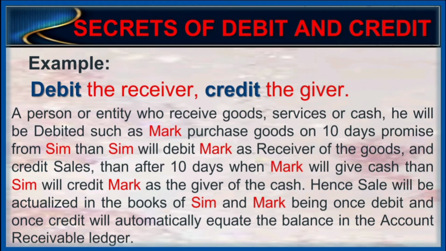Example 3, debit the receiver, credit the giver. A person or entity who receives goods, services or cash will be debited, such as Mark purchased goods on 10 days promise from Sim. Then Sim will debit Mark as receiver of the goods and credit sales. Then after 10 days when Mark gives cash, Sim will credit Mark as the giver of the cash. Hence the sale will be actualized in the books of Sim, and Mark being once debited and once credited will automatically equate the balance in the account receivable ledger.